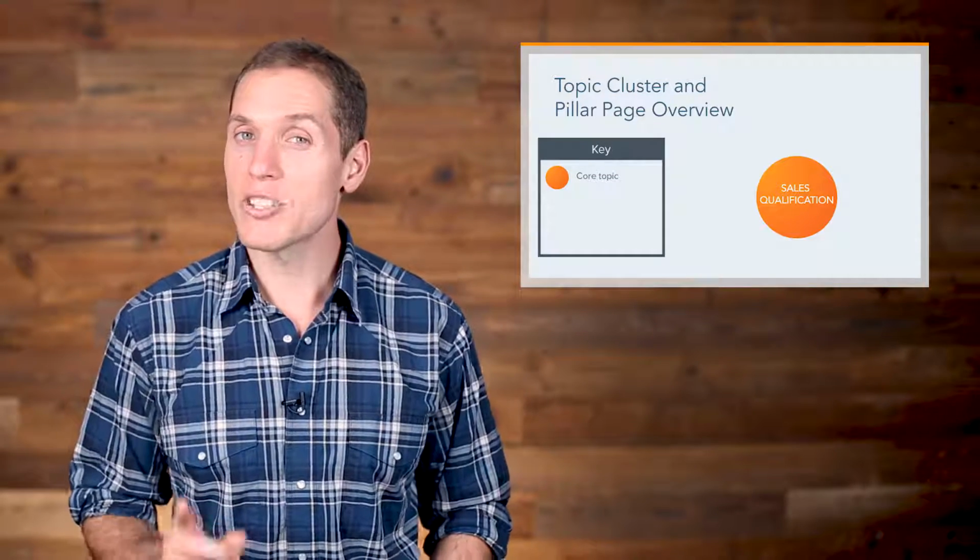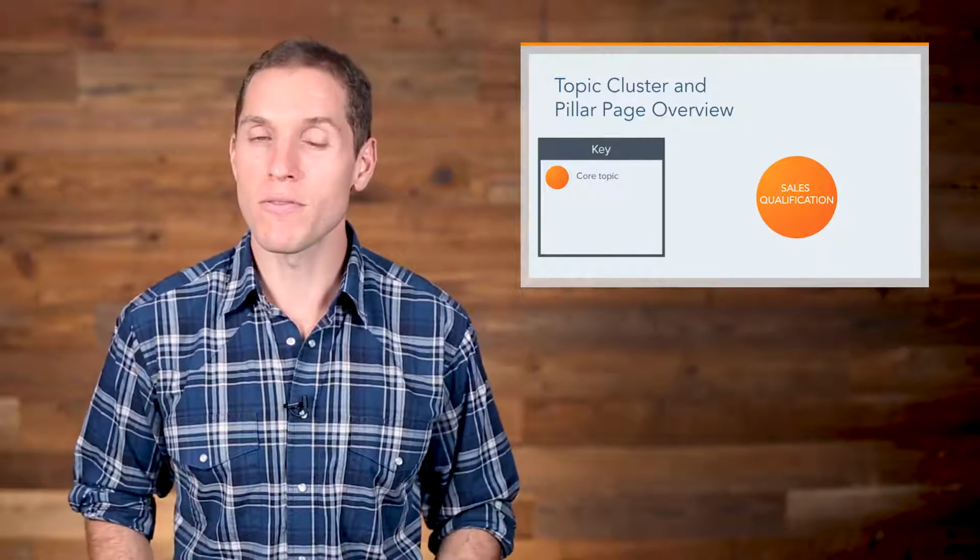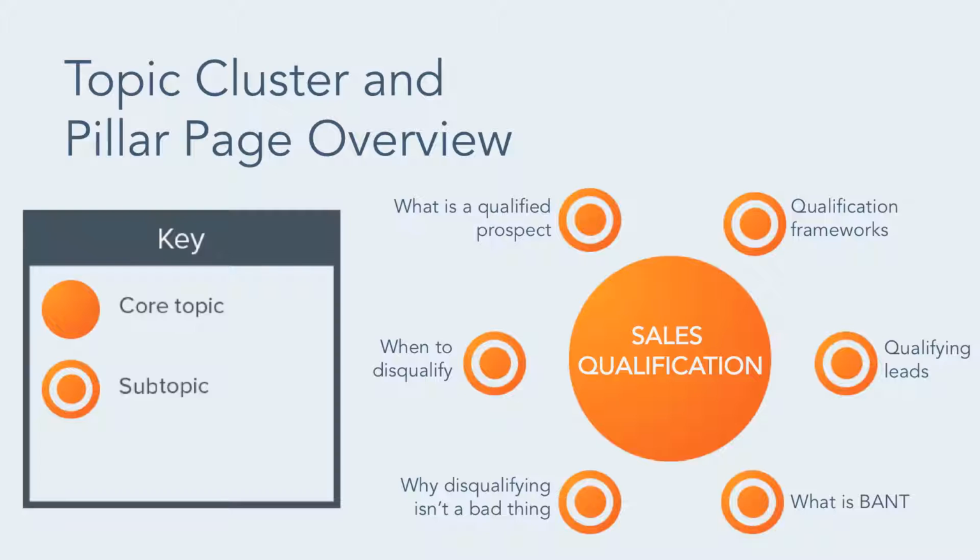Your core topic will take the shape of your pillar page. Your core topic will also be what you're trying to rank for on search engines. Next, identify your topic cluster, which will be made up of relevant subtopics. A subtopic should be strong enough to stand alone in the form of a blog post or video, but when combined with other like-themed subtopics, it should be relevant to and support your core topic. In this case, what is a qualified prospect and what is BANT are examples of strong subtopics that support the core topic of sales qualification.